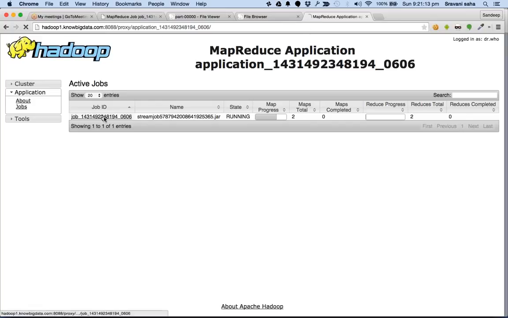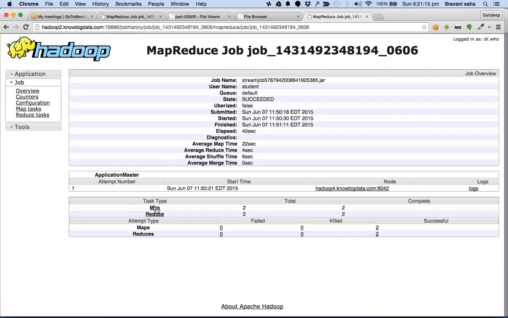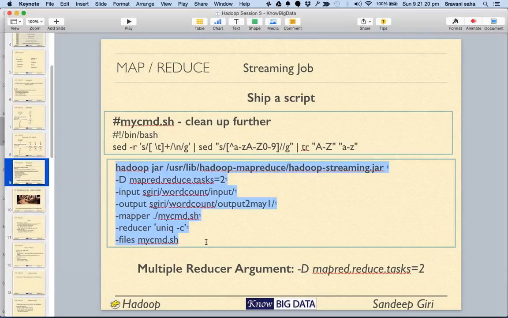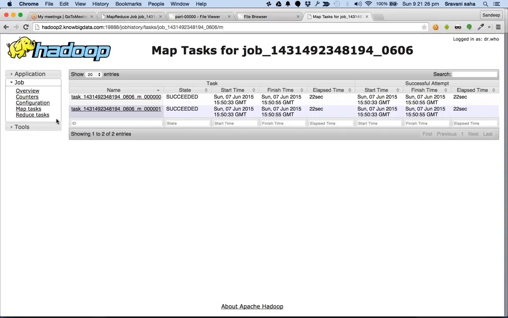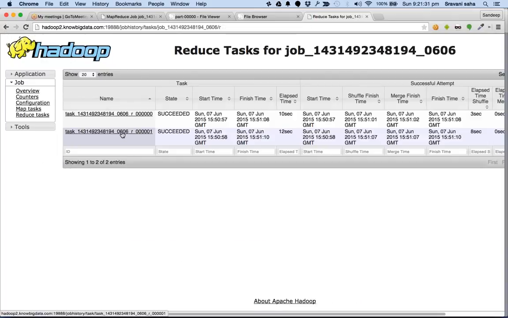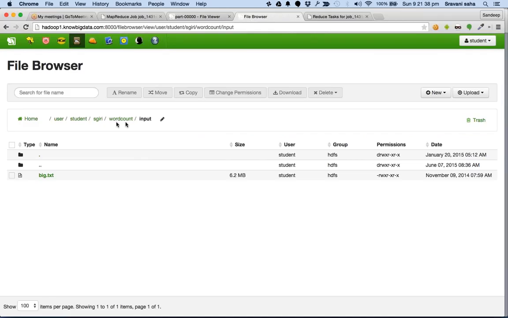So you can see that this is running, and also note a few things here. We are saying that reduce tasks are two, which means there are going to be two reducers, which means there are going to be two parts in the output folder. Till the point it finishes, let's go and check our word count output 30 May.